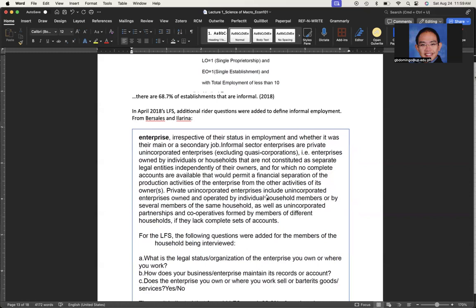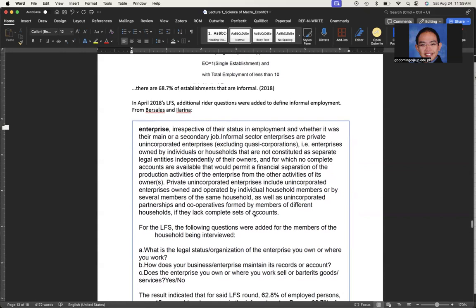Private unincorporated enterprises include unincorporated enterprises owned and operated by individual household members or by several members of the same household, as well as unincorporated partnerships and cooperatives formed by members of different households. So it could be groups of different households working together, if they lack a complete set of accounts. And accounts are accounts for the business itself, like how much you're buying, how much you're selling, and so on.